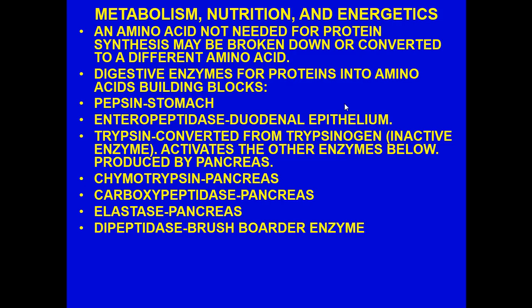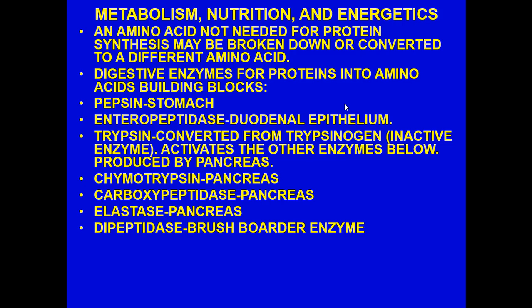The first digestion step is, of course, in the stomach with pepsin, and then we have the duodenal epithelium, which has the enteropeptidases. You also have trypsin, made by the pancreas. Trypsin is converted from trypsinogen, which is the inactive enzyme. Then active trypsin will activate all the other enzymes: the chymotrypsin, the carboxypeptidase, the elastase, and the dipeptidase. Once they're all activated, they start to break down the proteins in the space of the duodenum and furthermore downstream.